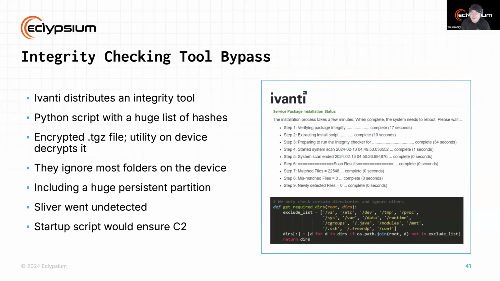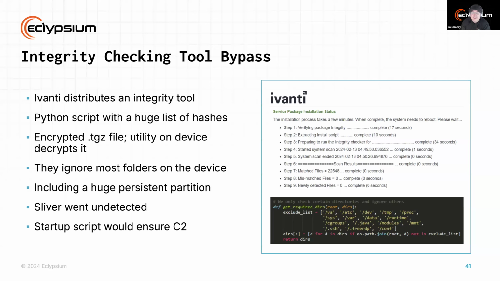I mentioned earlier around Ivanti distributing an integrity tool. It was effectively a Python script with a huge list of hashes. It did use an encrypted tar.gz file, and there was a utility on the device that decrypted it. Largely, this tool ignored most of the persistent storage on the device and even most of the non-persistent storage. It effectively didn't even notice when multiple different command and control frameworks were put on a device.